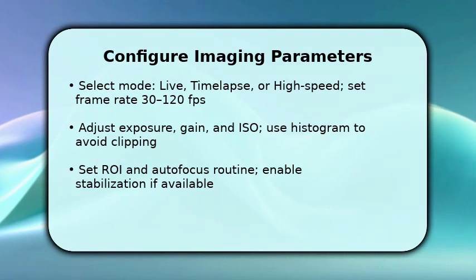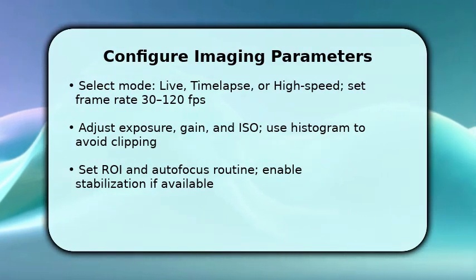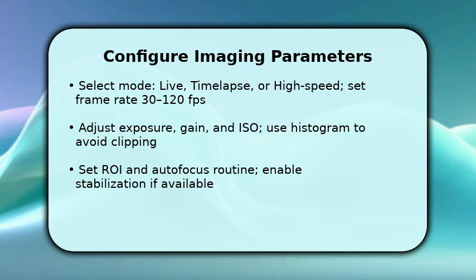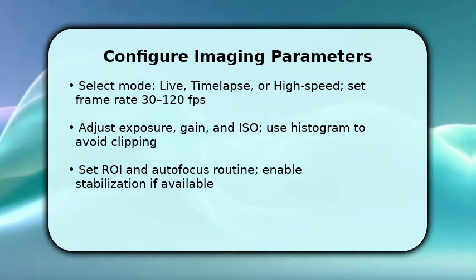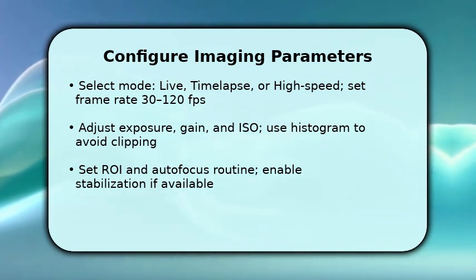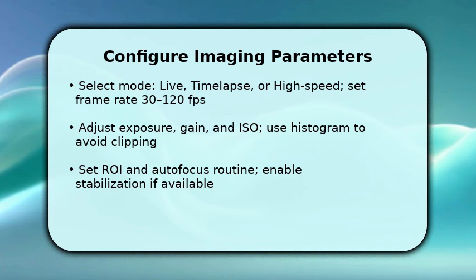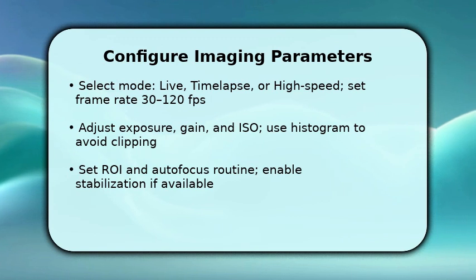You now configure the imaging parameters deliberately. Pick live for observation, time-lapse for long experiments, or high speed for fast events. Choose frame rate between 30 and 120 FPS based on motion. Then adjust exposure, gain, and ISO while watching the histogram to prevent highlight clipping or lost blacks.